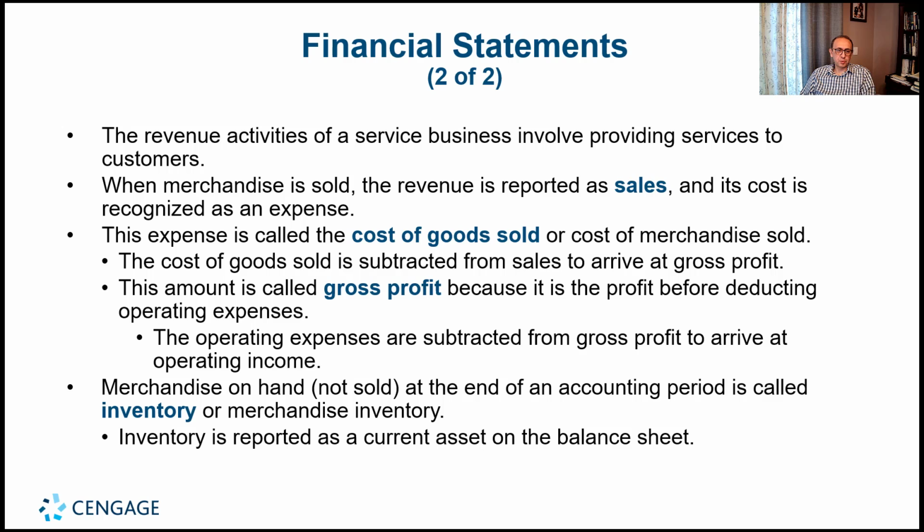Inventory is reported as a current asset on the balance sheet. It's one of those balance sheet items. It falls under assets, and to be more specific, it's a current asset. Why is it a current asset? Because no business has any intention to keep the inventory for a period longer than a year. It's considered one of those short-term assets that we buy with the intention of reselling in the near future.